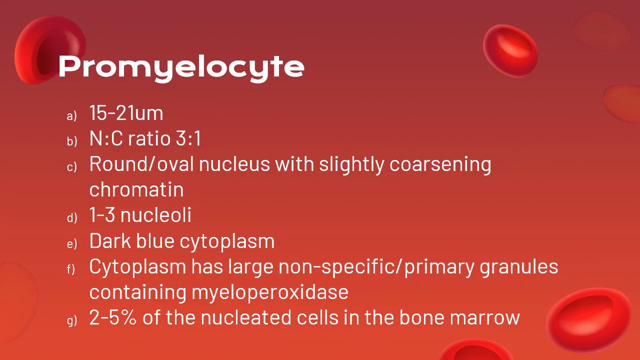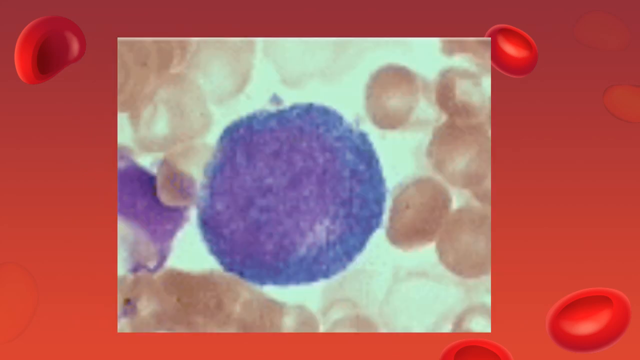Promyelocyte. Okay, so N:C ratio niya 3:1. Mas lumiit na yung nucleus. Round oval nucleus with slightly coarsening chromatin. And then, cytoplasm has large, non-specific primary granules containing myeloperoxidase. So that is your promyelocyte.